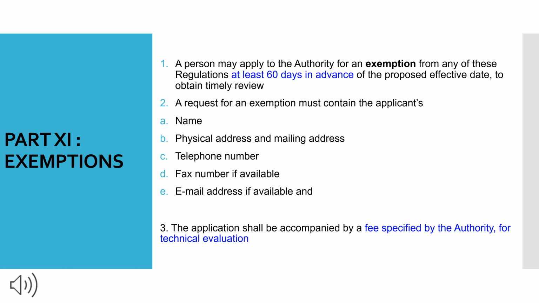Part 11. Exemptions. A person may apply to the authority for an exemption from any of these regulations at least 60 days in advance of the proposed effective date to obtain timely review. And the request for an exemption must contain the applicant's name, physical address and mailing address, telephone number, fax number if available, email address if available, and the application shall be accompanied by a fee specified by the authority for technical evaluation.